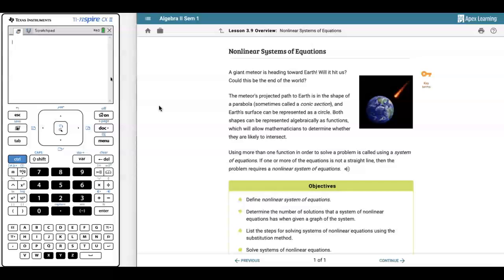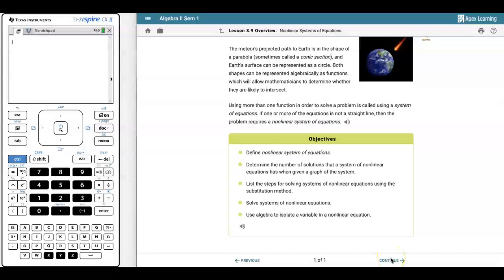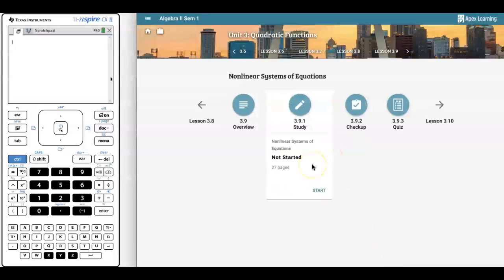And if one or more of these equations is not a straight line, then we call this a nonlinear system of equations, all right? And so we're going to make some parallels to what you should have already learned in Unit 2 with the linear equations, but we're going to keep rolling here.